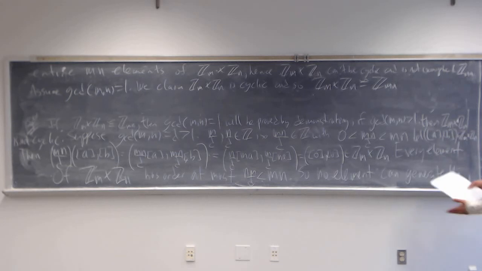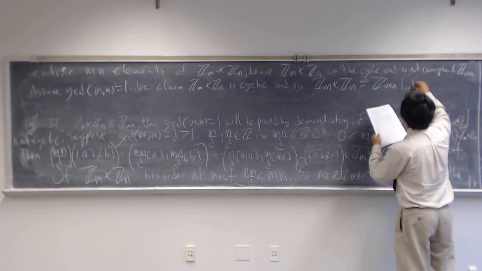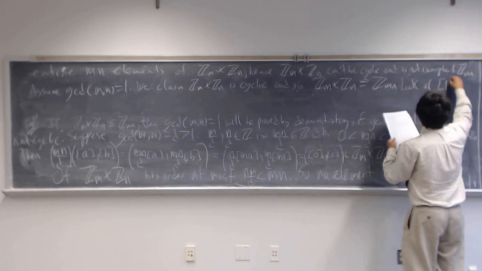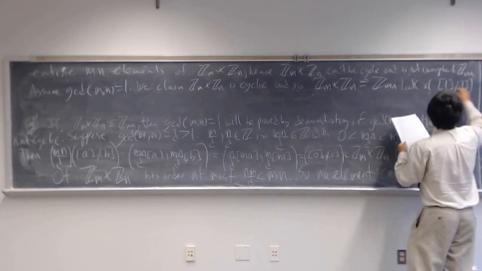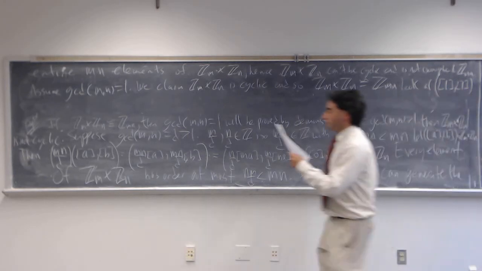Okay, so let's look at what do you think is going to generate? Well, 1 is a generator for any Zm, for any of the integers mod any number. So let's look at the order of (1, 1). Okay, so they look the same, but these are two different elements. This is an element in the integers mod m. This is an element in the integers mod n.